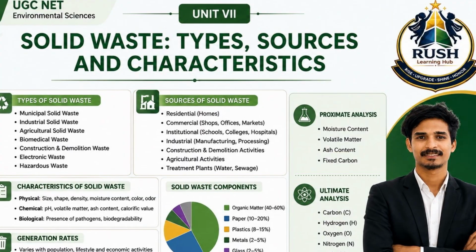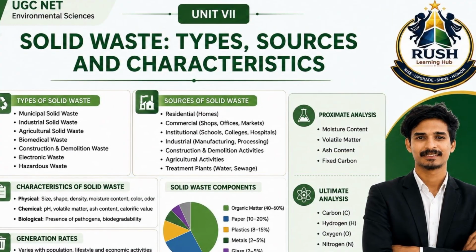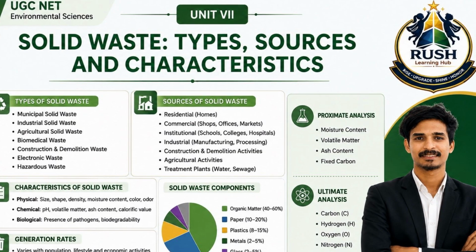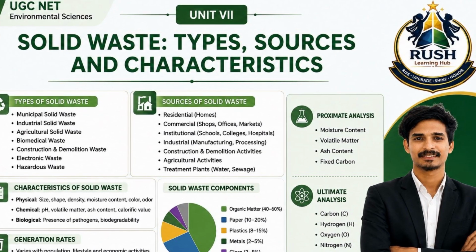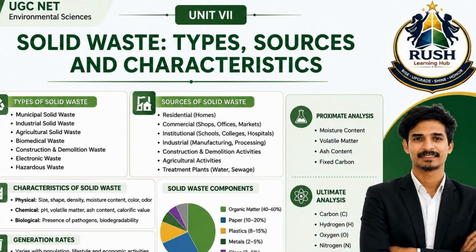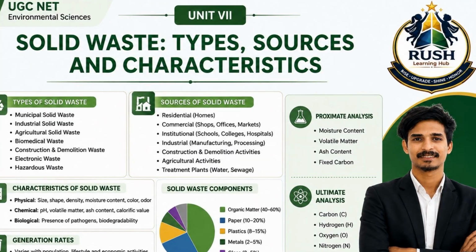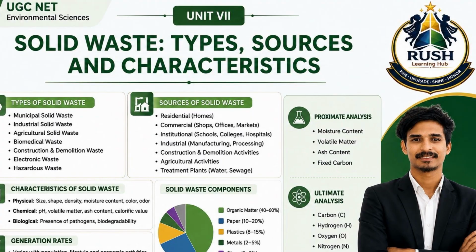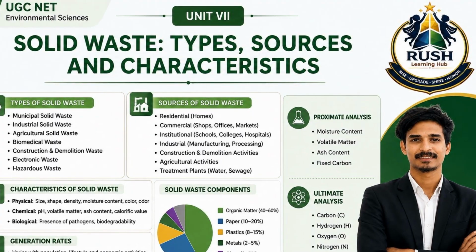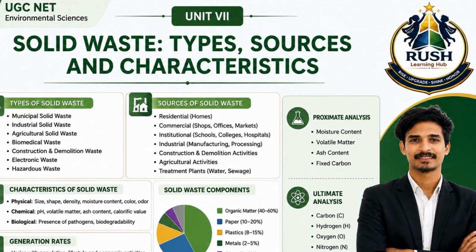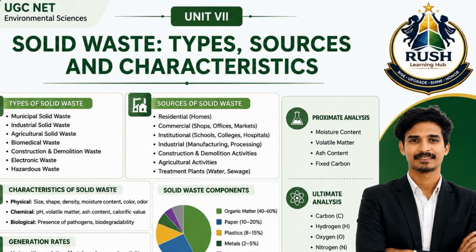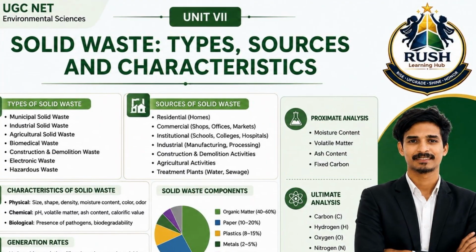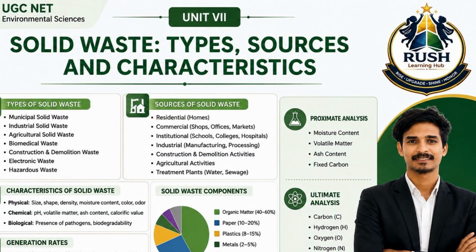Students often confuse these two analyses. Remember this simple trick. Proximate analysis studies fuel fractions: moisture, volatile matter, ash, and fixed carbon. Ultimate analysis studies chemical elements: carbon, hydrogen, oxygen, nitrogen, and sulfur. This difference is frequently asked in UGC NET examinations. Before we move to the next slide, let us quickly revise.